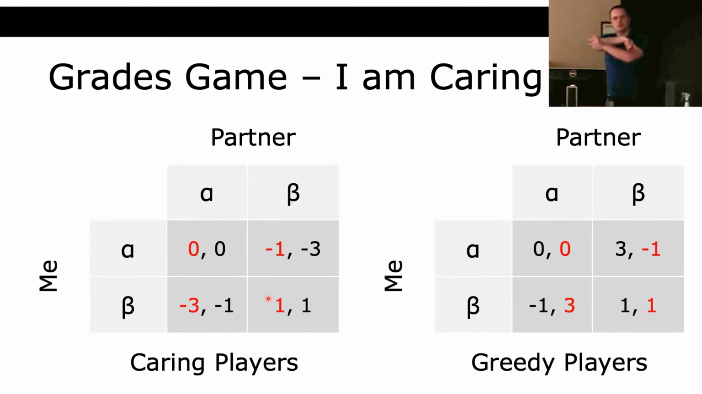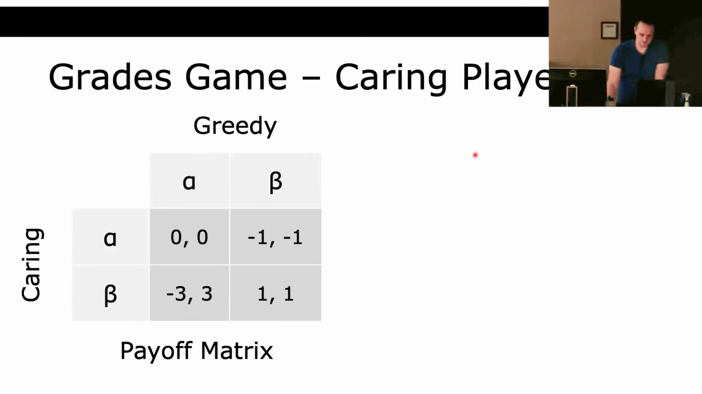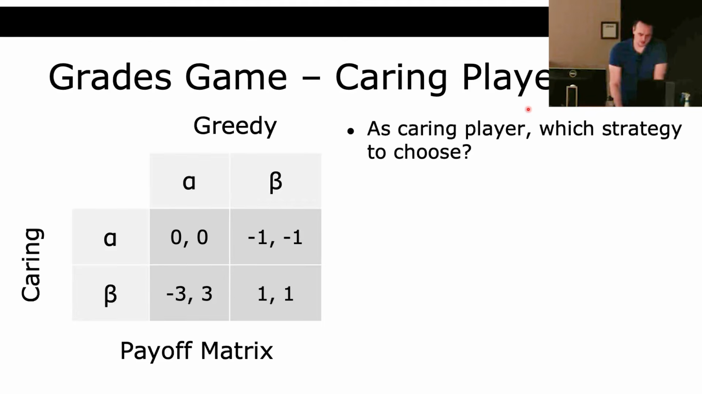Let's flip it now. So instead of being the greedy person, I'm the caring person. So here's the payoff matrix for me. As the caring player, which strategy do we choose? Well, let's just look. If there's a dominated strategy, I don't play that one.